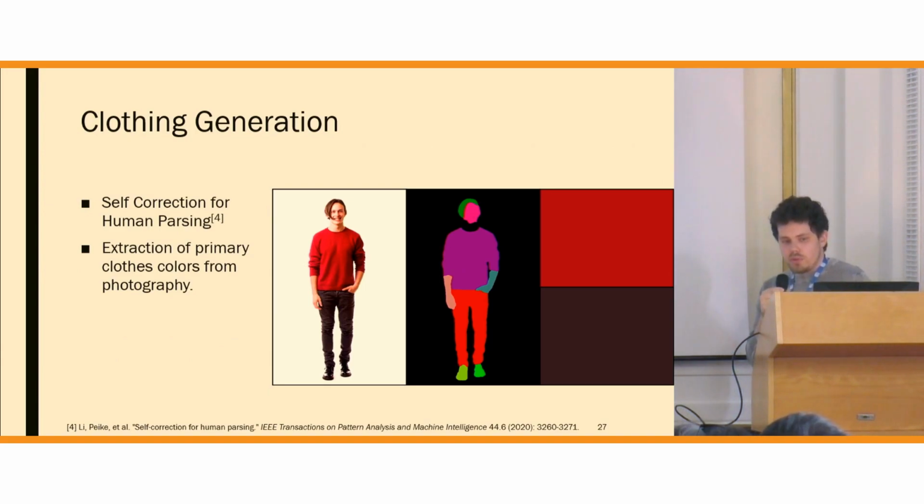The last tool we developed utilized the segmentation neural network Self-Correction for Human Parsing. We use it to parse the human photo, as you can see, and we are able to extract from it the average color for the upper body clothes and the lower body clothes.